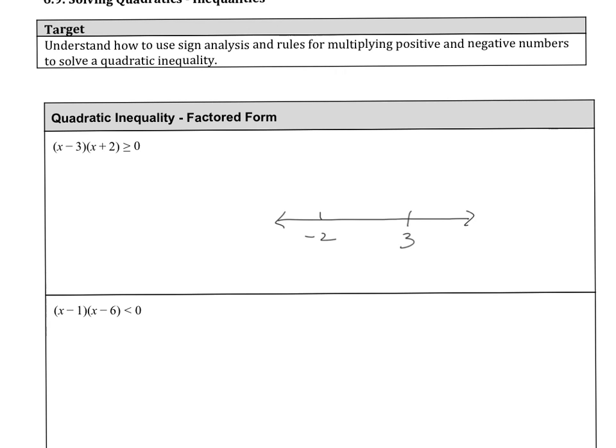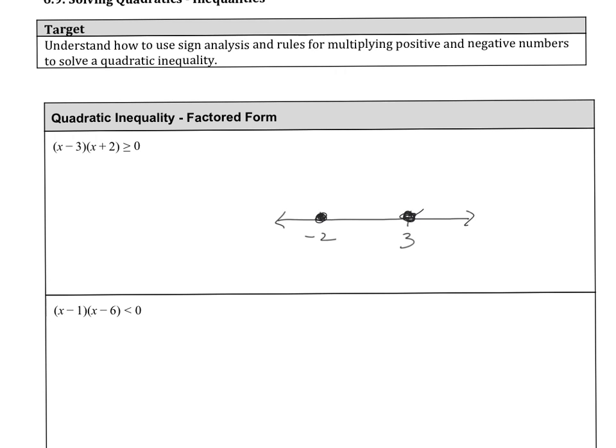At this point, we might as well figure out if we want to put open or closed circles on these numbers. Because this inequality is more than or equal to 0, and these values make it actually equal 0, we do want to include them in our answer. So we'll use closed circles on these parts.